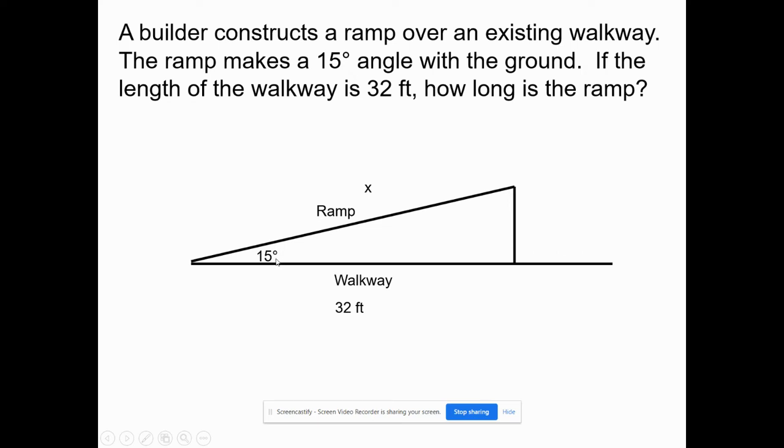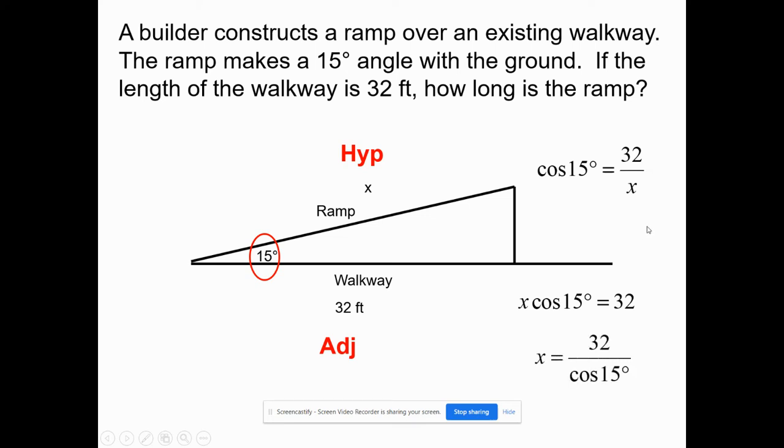Well, if this 15 degrees is your angle, the walkway would be your adjacent, and the ramp would be your hypotenuse. So therefore, you're going to use the cosine. So you can say the cosine of 15 degrees is the adjacent over the hypotenuse, 32 over x. Again, cross multiply, divide by the cosine, put that in your calculator, and you'll get that the ramp has to be 33.13 feet.